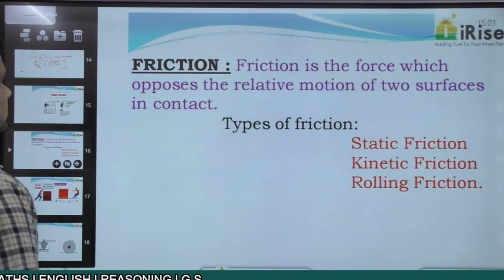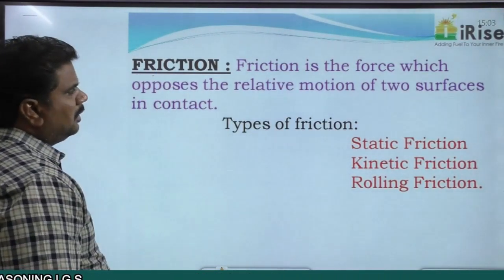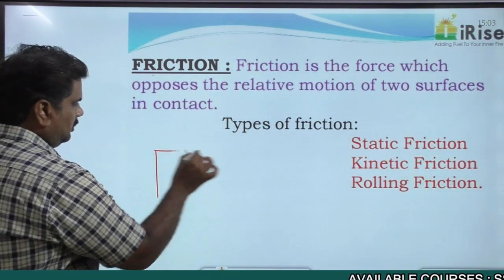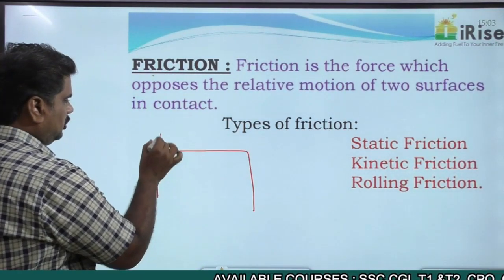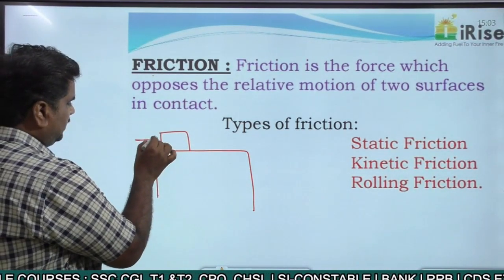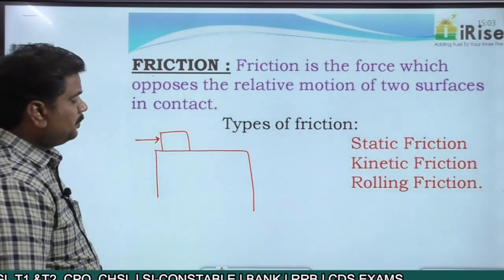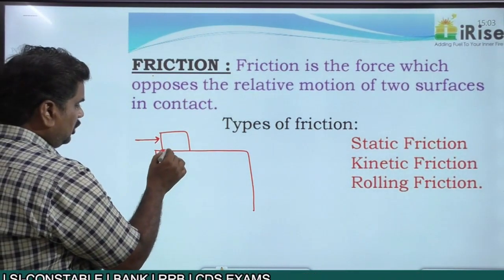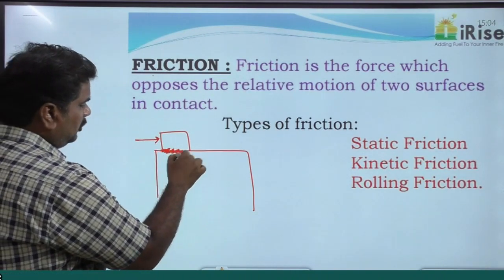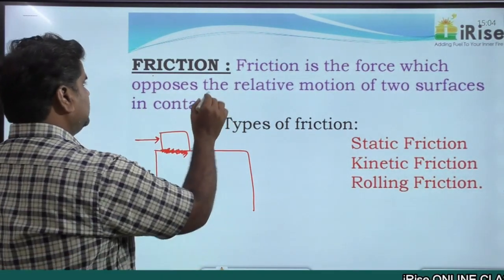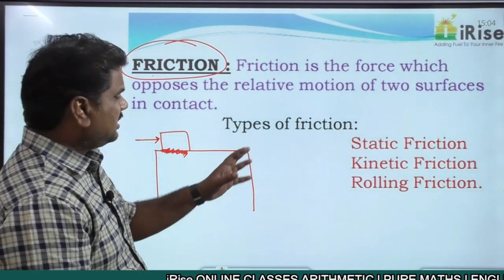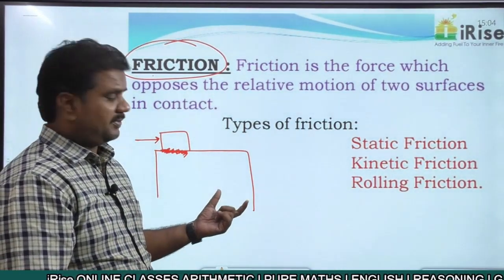Then the next one, that is friction, right? Now here, when talking about the case of friction, take a table on which you are placing an object. When you are trying to push this particular object in this way, there is a certain amount of opposing force between these two surfaces, and this opposing force between the surfaces is what you call a frictional force, a force which opposes the relative motion between the two surfaces.